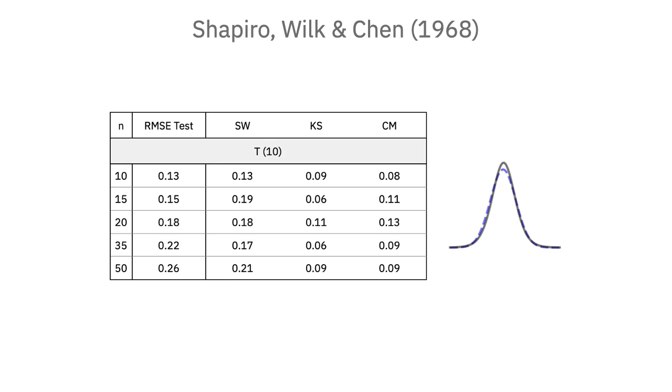And here are some results from the same study for a non-normal population the authors describe as near-normal. In this context, the RMSE test appears to have similar power to the Shapiro-Wilk test, while still outperforming the Kolmogorov-Smirnov and Cramér-von Mises tests.